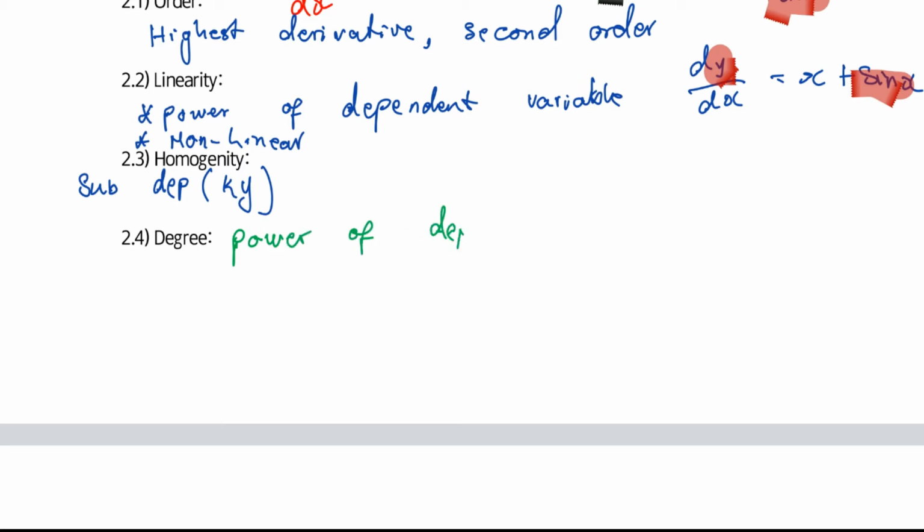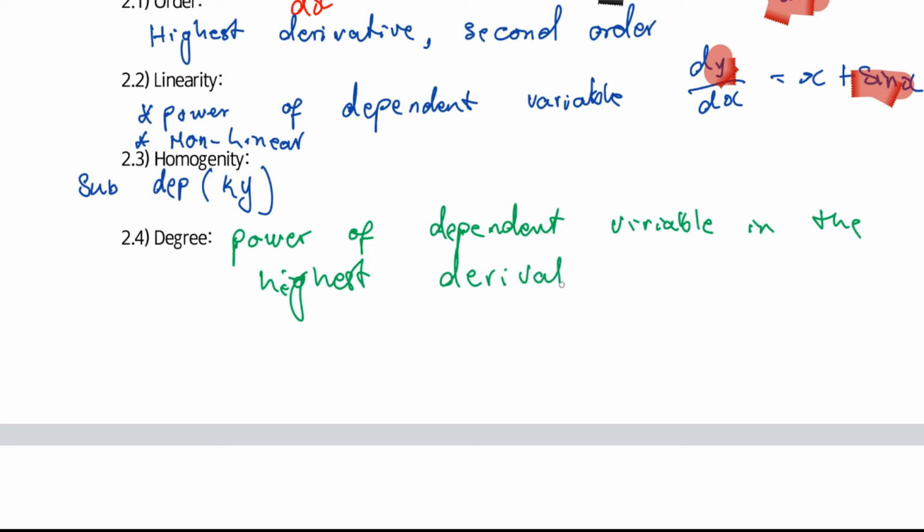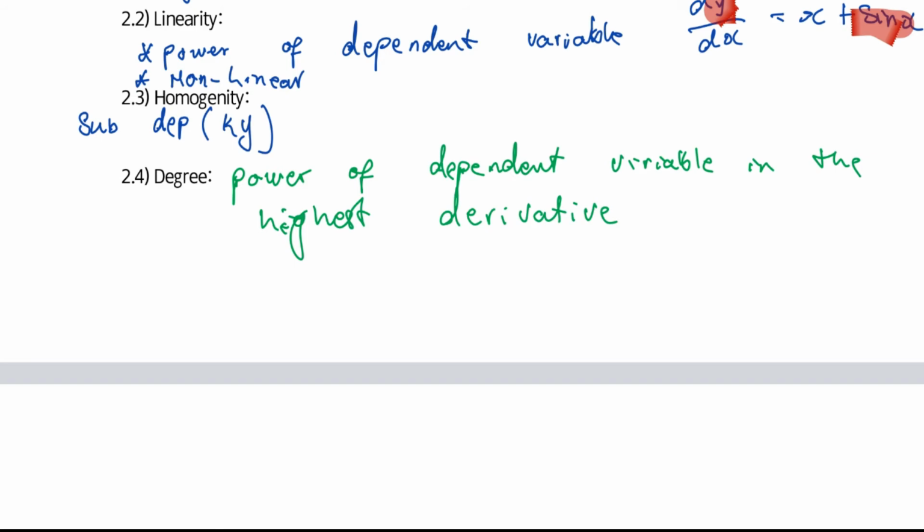Power of the dependent variable in the highest derivative. So let's do that. Let's check the power of the dependent variable in the highest derivative.